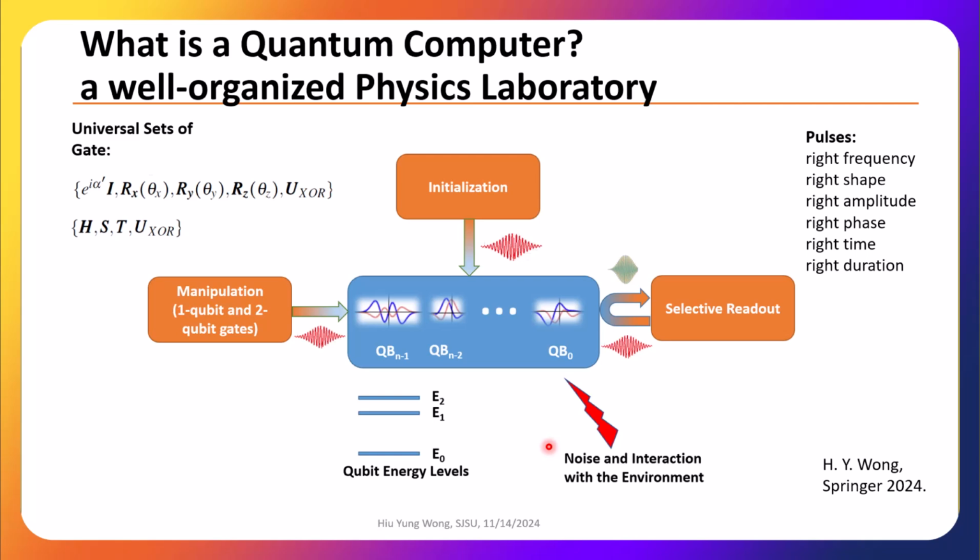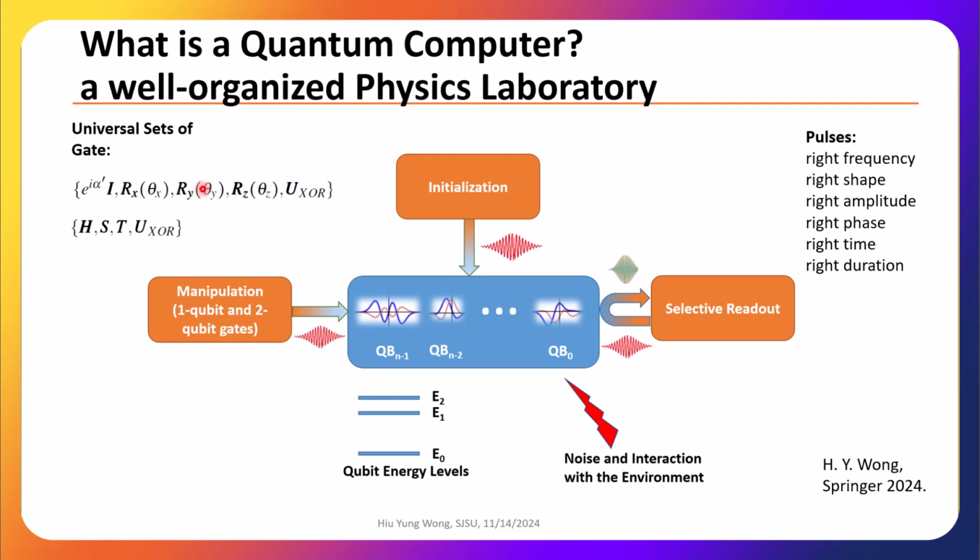So what is a quantum computer? In my opinion, at this stage, it's just a well-organized physics lab. You have many qubits, passive qubits sitting there. You apply a lot of laser pulses or microwave pulses to do initialization, manipulation, and selective readout. Of course, each qubit should have its levels well characterized, and it should have a well-defined 2-level system, right? But it has noise, of course. So all you need to do is to have the right frequency, right shape, right amplitude, right phase, right time, right duration. So these are all what electrical engineers do, right?